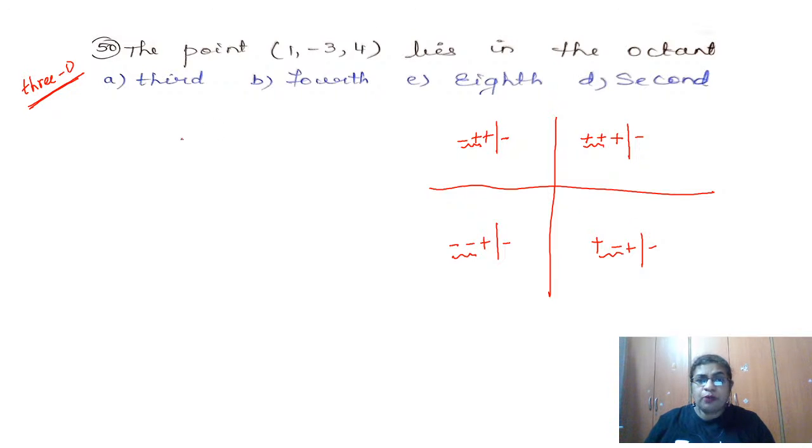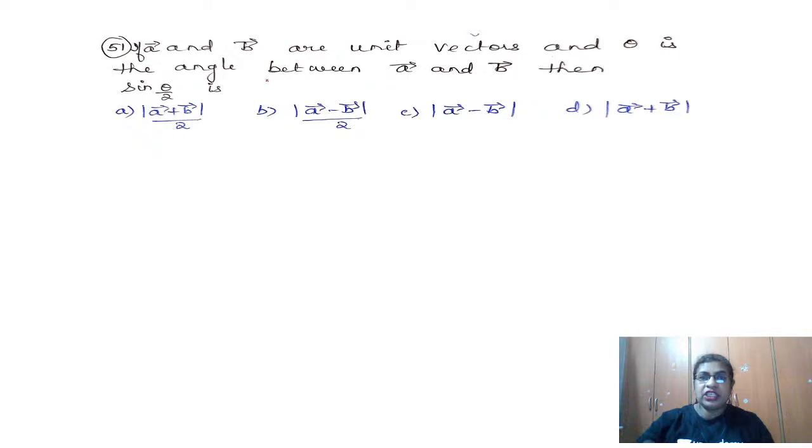So which is the point given to us? (1, -3, 4). Which octant does it lie in? We want plus, minus, plus. Check: plus, minus, plus is here, and it is the first, second, third, fourth octant. So therefore your option is the fourth octant. Is that clear? So we are getting the fourth octant. Fine, we move on to the next question.